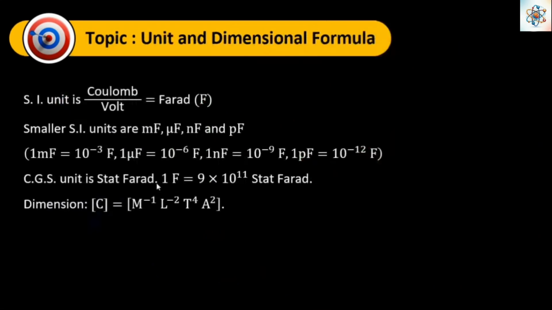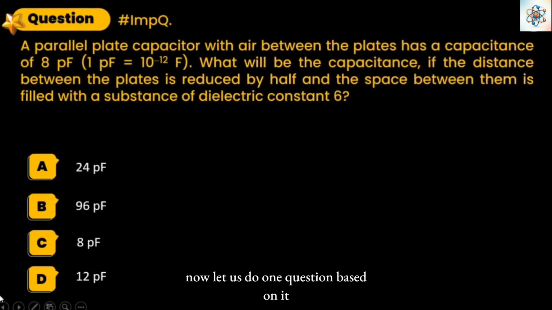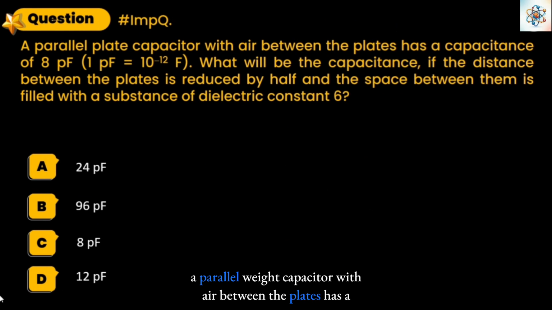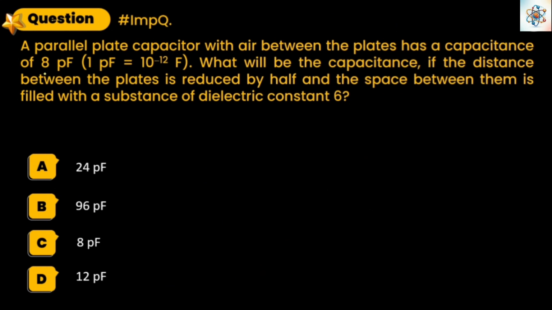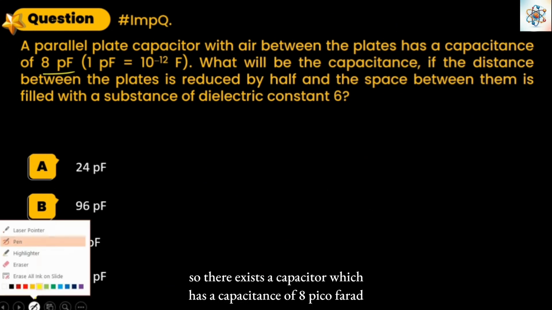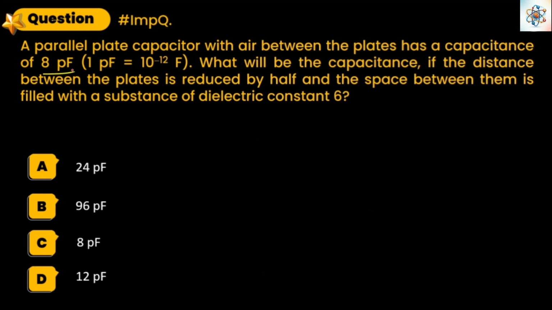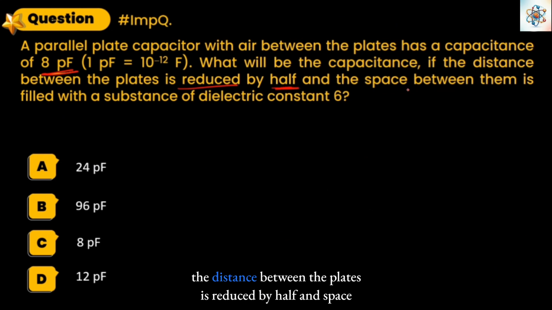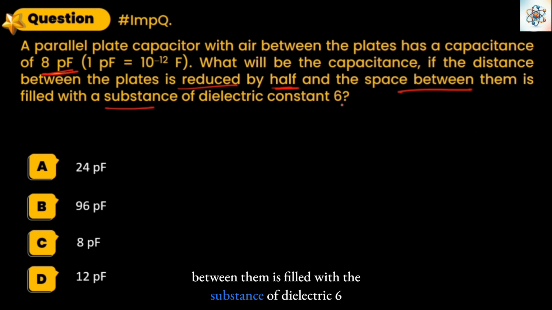Let's move ahead. Again, these are important things, so you should remember them. Capacitance, all about capacitance. Now let us do one question based on it. And let's see what we got. A parallel plate capacitor with air between the plates has a capacitance 8 picofarad. So there exists a capacitor which has a capacitance of 8 picofarad. What will be the capacitance if the distance between the plates is reduced by half and space between them is filled with a substance of dielectric 6?